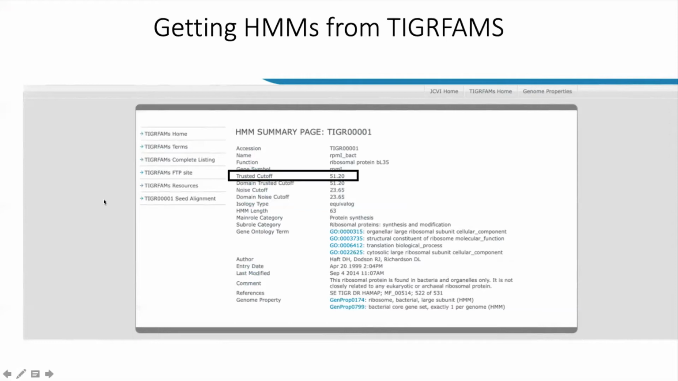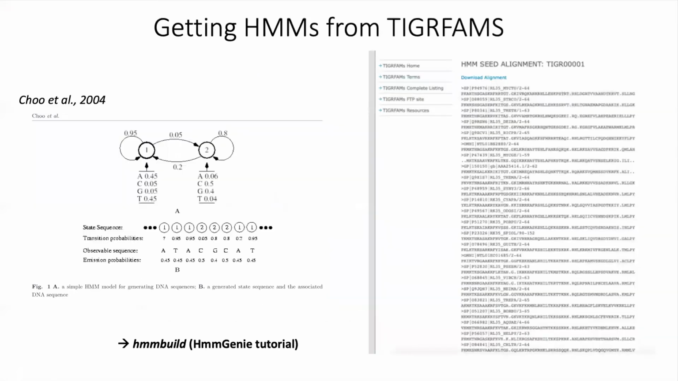One thing I will note is that Pfam is actually domain-based HMMs, while TIGRFAMs is, as far as I know, gene-based. So you get a lot of information here. You also get a trusted cutoff here. If you're using the HMM and you're querying it against your data sets, you want to make sure that you look at bit scores above this trusted cutoff. If you want to download this HMM, you go to seed alignment and you can download the alignment.